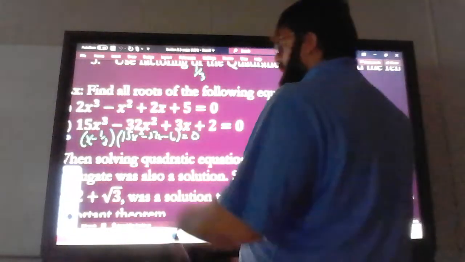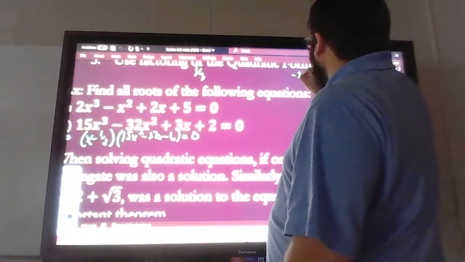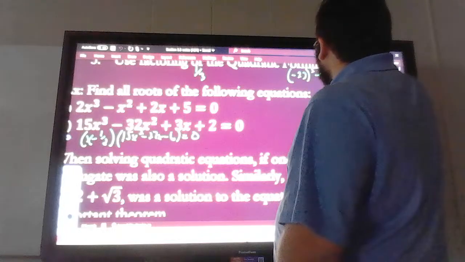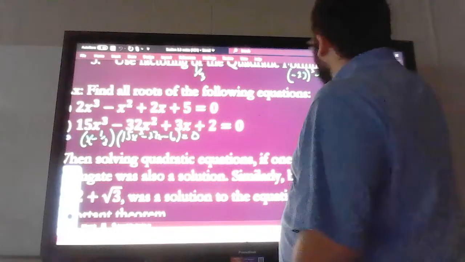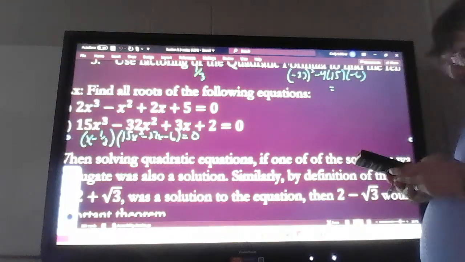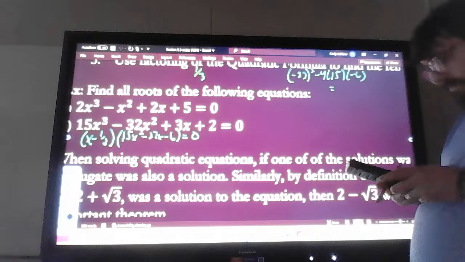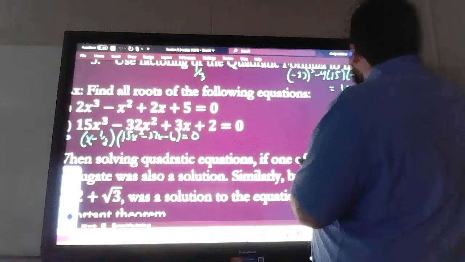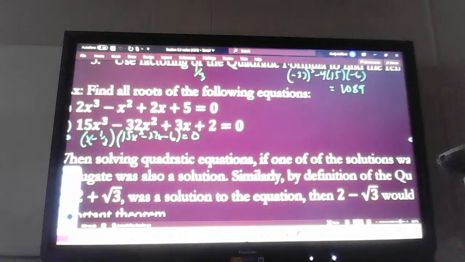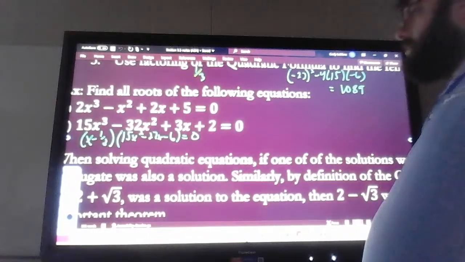So A is 15, B is -27, C is -6. So it's -27 squared minus 4 times 15 times -6. And let's see what we get. So -27 squared minus 4 times 15 times -6. And I get 1089. I get 1089. So let's go ahead and use the quadratic formula on this.